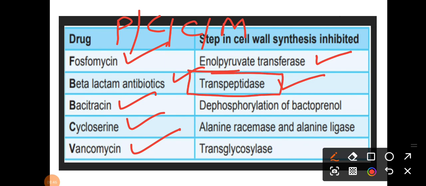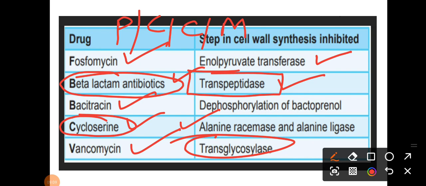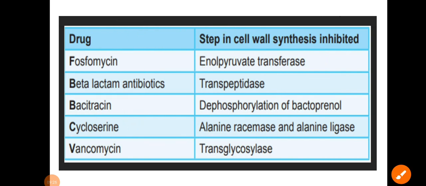Then bacitracin, this is the dephosphorylation of bactoprenol. Then cycloserine, this is the ending sequence of D-Ala, right, alanine racemase and alanine ligase, that is also very important. And vancomycin, that is the transglycosylase. Please don't get confused between cycloserine and beta lactam antibiotics. In beta lactam antibiotics, penicillin also acts on your D-Ala, but it inhibits the enzyme transpeptidase, and cycloserine inhibits alanine racemase and alanine ligase. So these are the examples of your cell wall synthesis inhibitors.